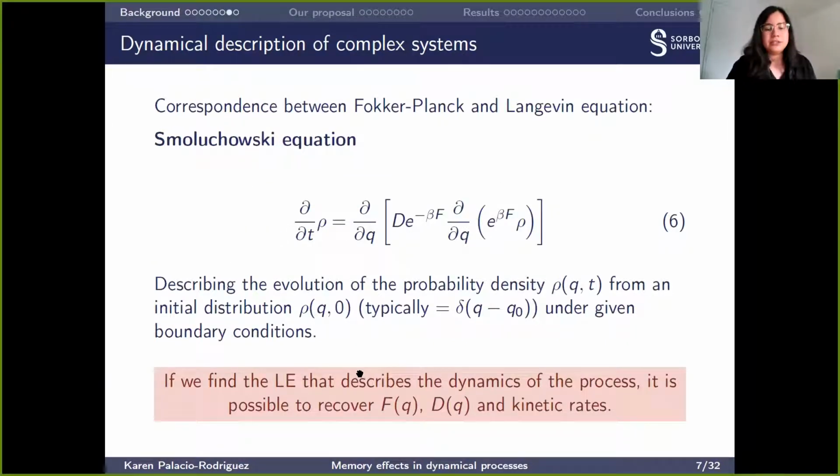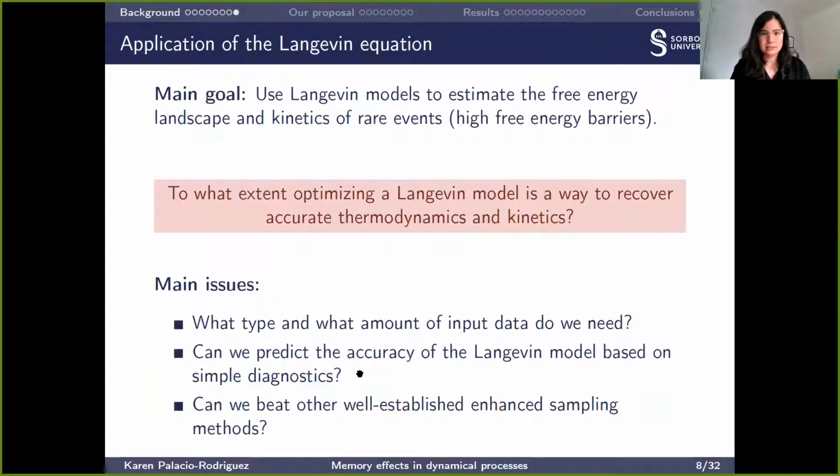So a cool feature of this equation is that it has a corresponding Fokker-Planck equation, which in this case is the Smoluchowski equation. And what is important here is that if we find the Langevin equation that describes the dynamics of the process, we can recover directly the free energy landscape, the diffusion profile, and also we could recover kinetic rates. So how is this related to our main goal?